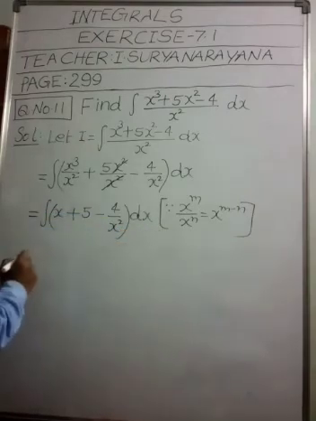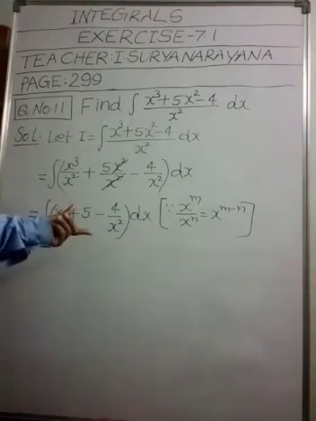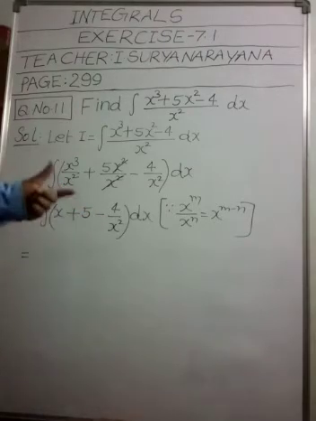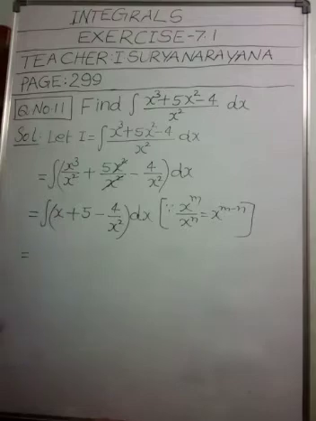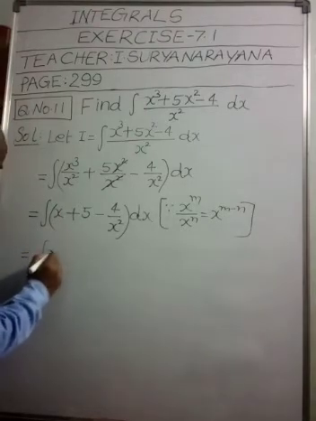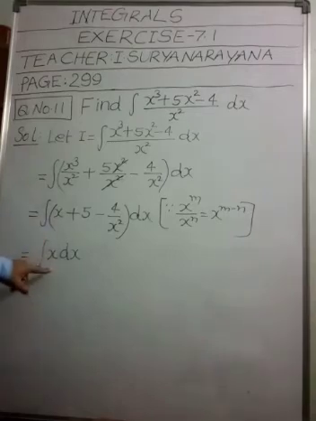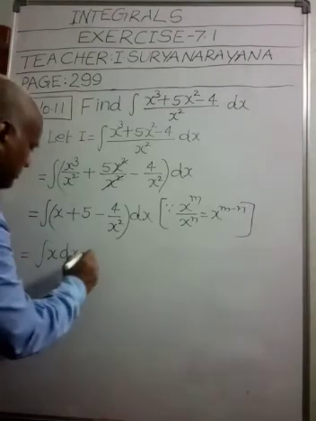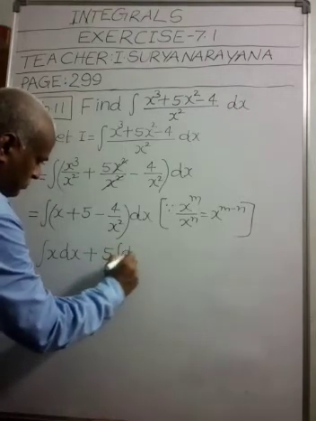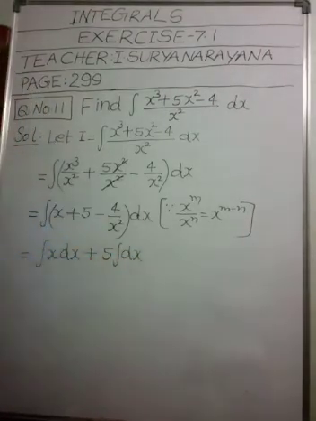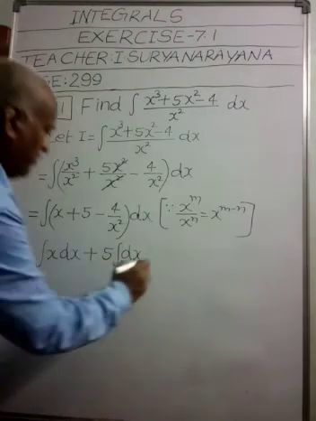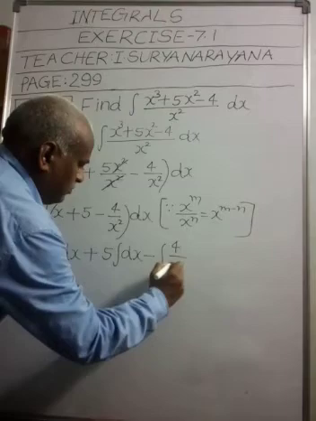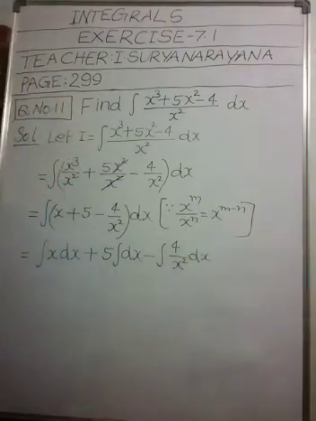We have simplified the given algebraic expression. Now let us take the integral of each and every term separately. So integral x dx, we are finding the integral of the first term, plus 5 integral dx. Understood the second term? Right. Minus integral 4 by x square dx. We are finding the integral of the third term. Understood this step?